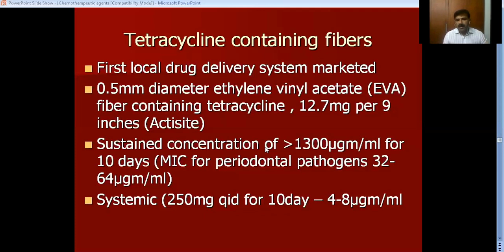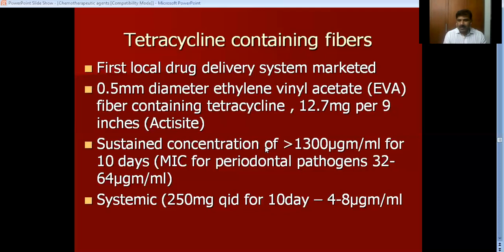The first marketed one, the trade name was Actisite, and it was made up of 0.5 millimeter EVA fiber. EVA fiber is ethylene vinyl acetate fiber. When you take 9 inches of that fiber, it contains 12.7 milligram of tetracycline. And when you place this fiber in a periodontal pocket, the concentration of tetracycline achieved within the pocket was more than 1,300 microgram per ml.